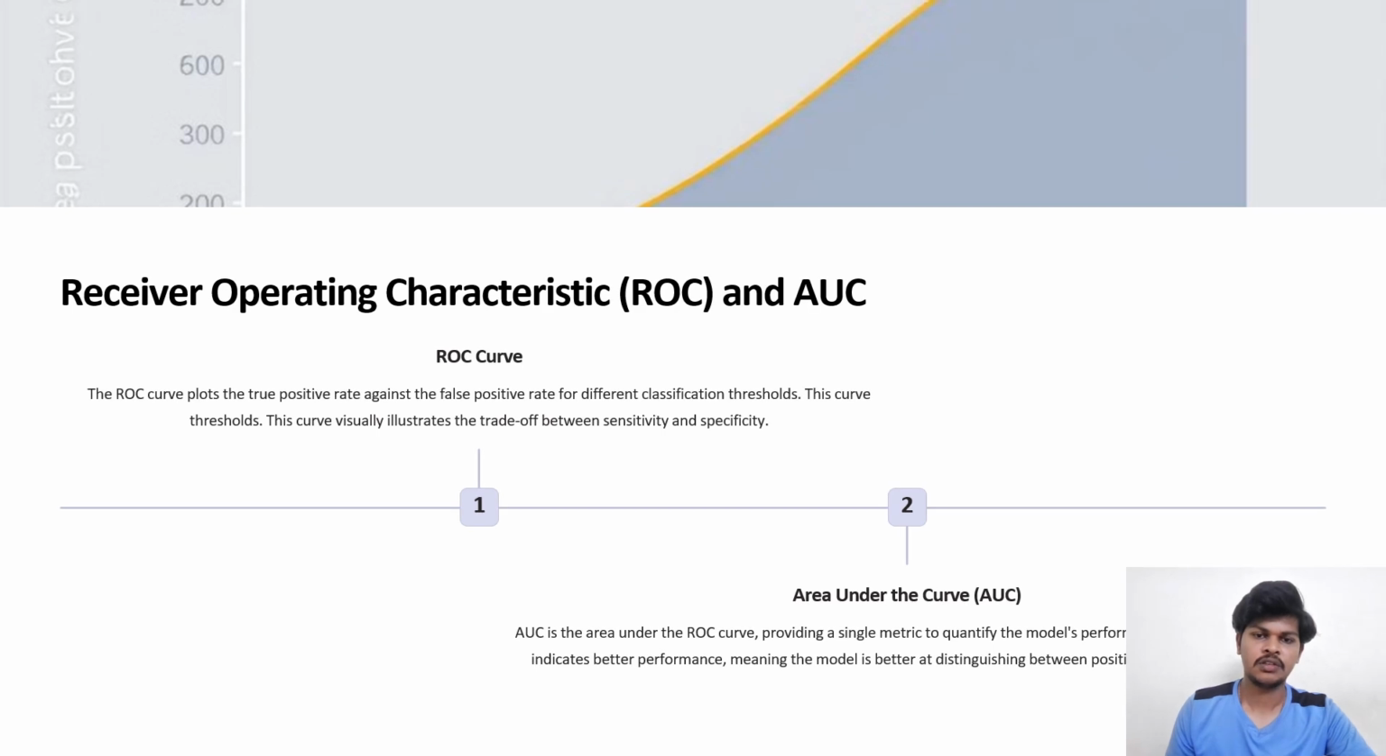Receiver operating characteristic, ROC, and AUC, area under the curve. The ROC curve plots the true positive rate against the false positive rate for different classification thresholds. This curve visually illustrates the trade-off between sensitivity and specificity. The AUC, area under the curve, provides a single metric to quantify the model's performance. A higher AUC value indicates better performance, meaning the model is better at distinguishing between positive and negative cases.